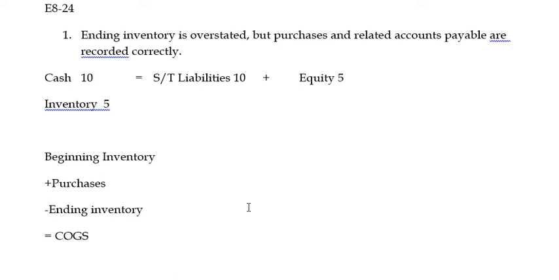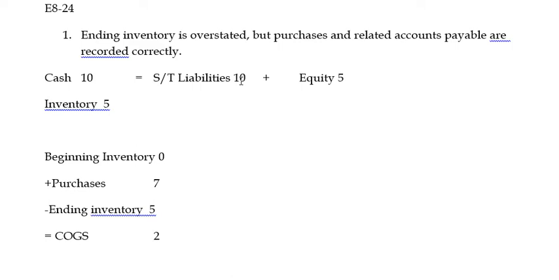Oh, sorry, I was going to put in some sample numbers here. So just say, for example, this is 0 and 7 and 5 and 2. Assume these are correct numbers that I give you. Cash is 10, inventory is 5, short-term liabilities 10, equity 5, right? Assets equals liabilities plus owner's equity, and so we're in balance here.